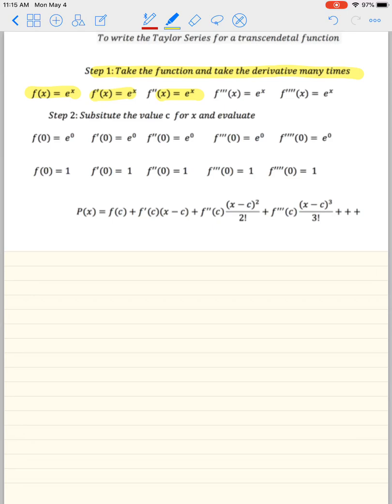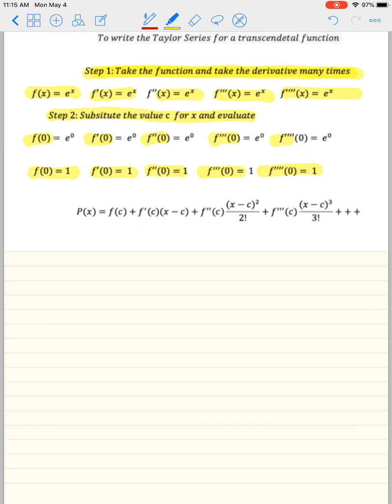So what do we do? Step 1, take the function and take the derivatives many times. e to the x, e to the x, e to the x, e to the x. Took it 4 times. Then I substitute the value c for x and I evaluate. Well, what is that c? In this case, I'm going to write a Taylor series centered about x equals 0. So I'm going to put f of 0, f prime of 0, f double prime of 0, and so on. We know that e to the 0 is just 1. So f of 0 is 1, f prime of 0 is 1, f double prime, and so on.